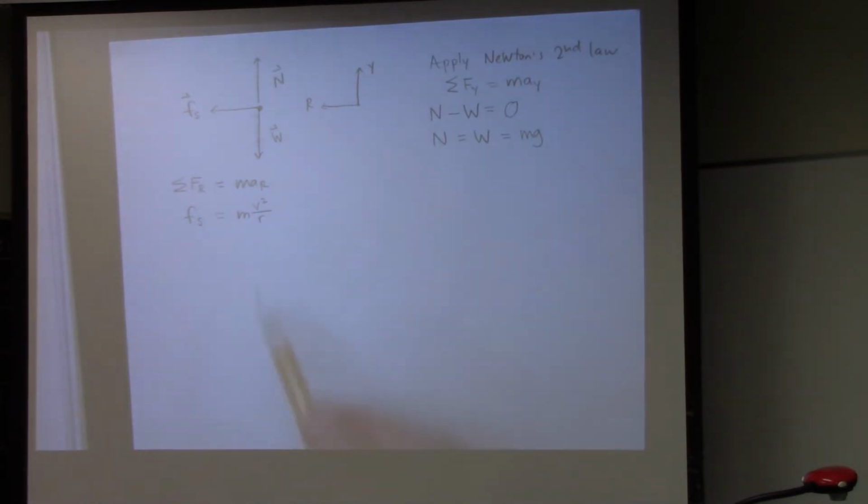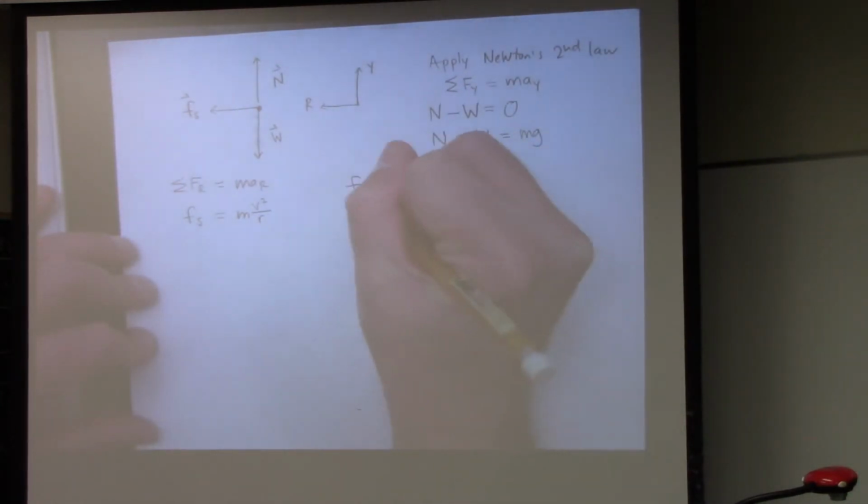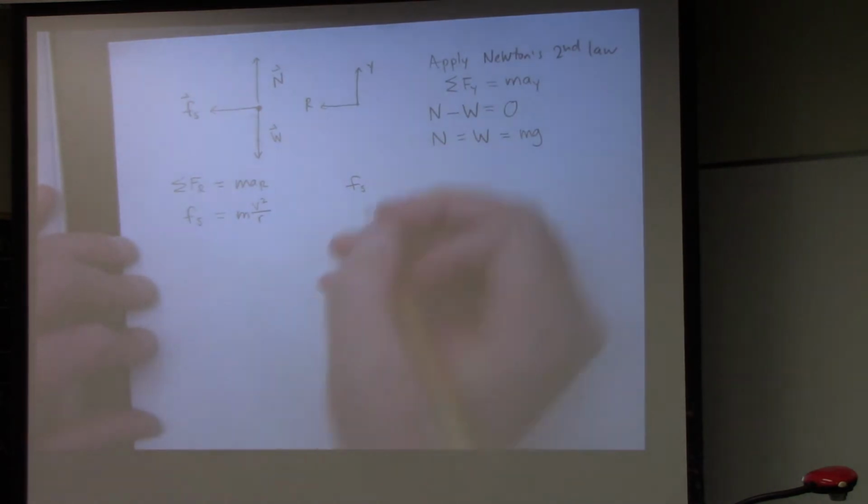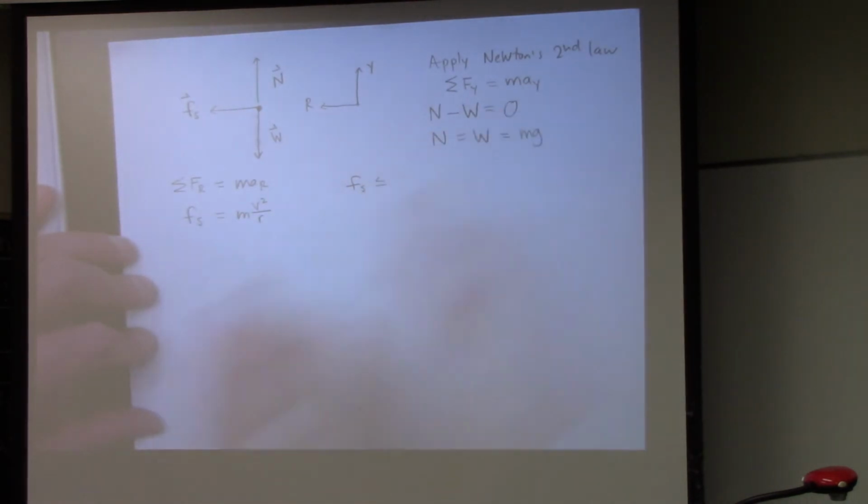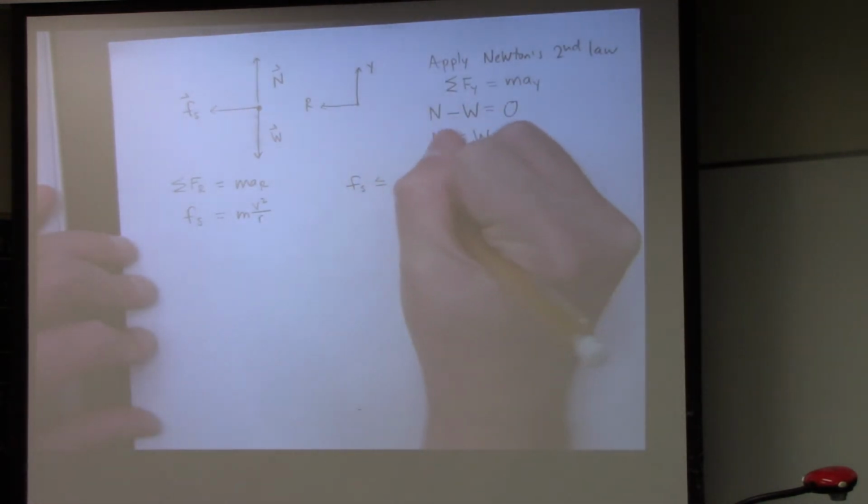We have a static friction that needs to be maintained. We need this much static friction to keep the car moving in a circle. We need this much normal force to keep the car on the ground. And then the last piece of the puzzle is to use our static friction inequality, which says that the force of static friction is always less than or equal to mu s times n.